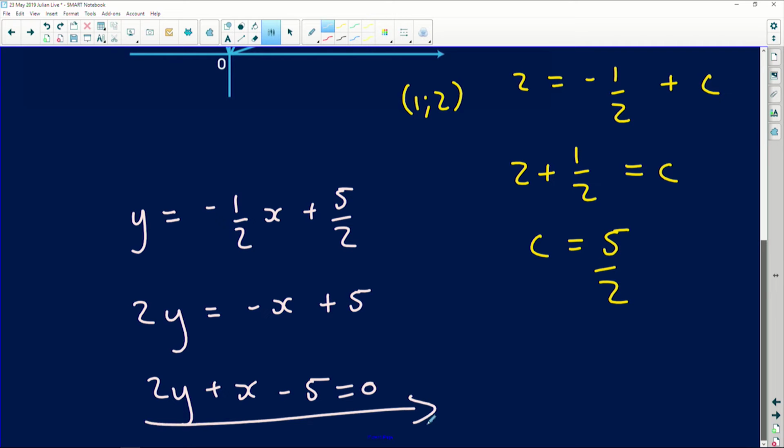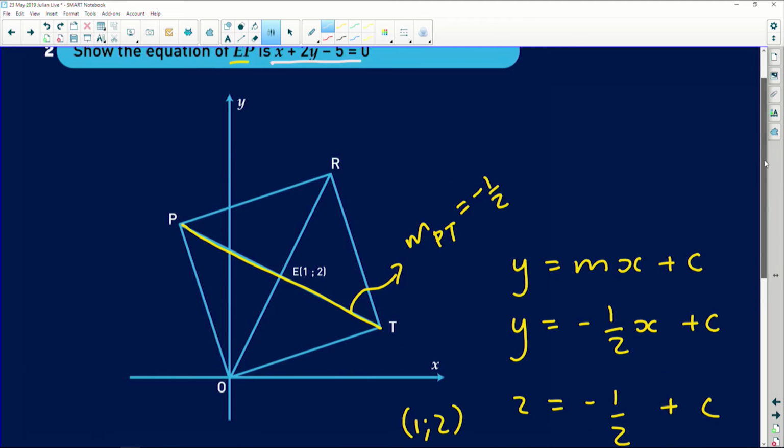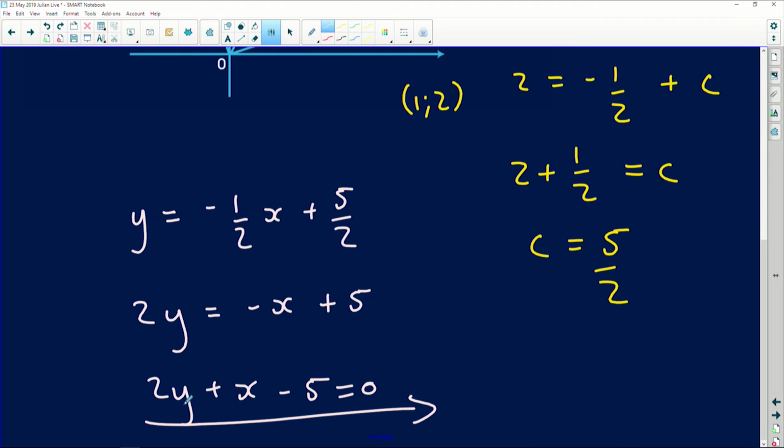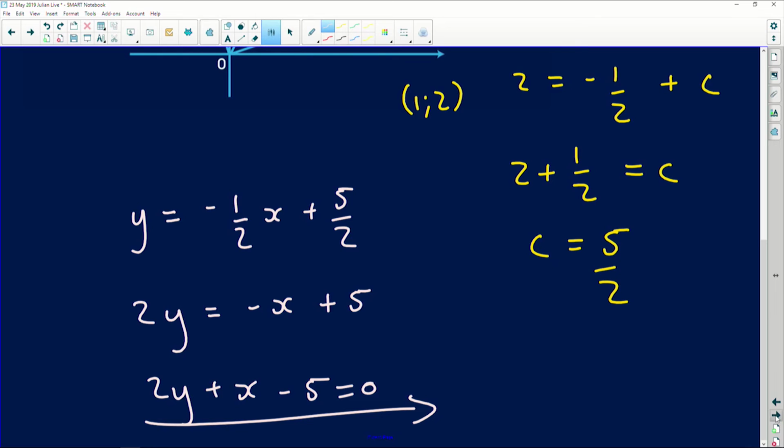And I've just found my equation in the form that they were asking for: x plus 2y minus 5. Those two variables are just mixed up. Okay guys, so that's fine. I've just found the equation of my straight line. Let's go have a look at some more parts to this question.